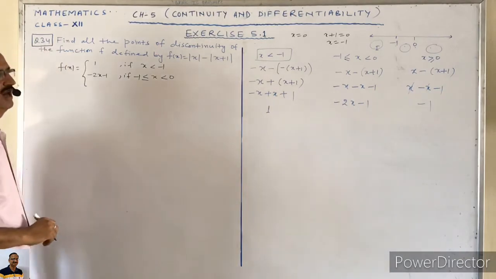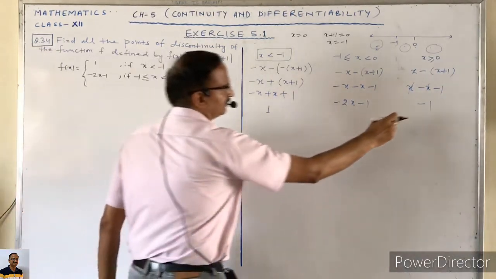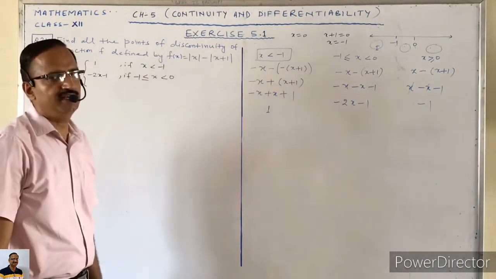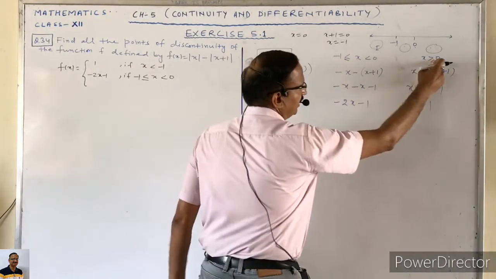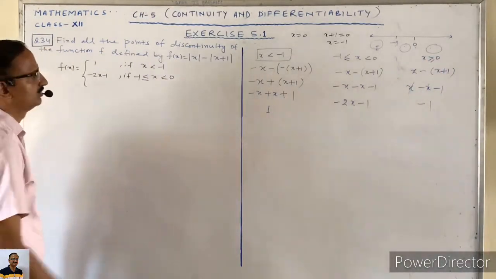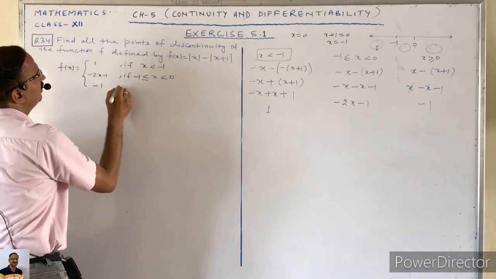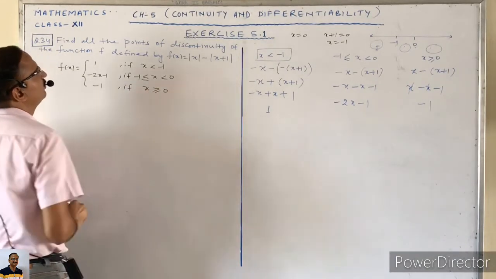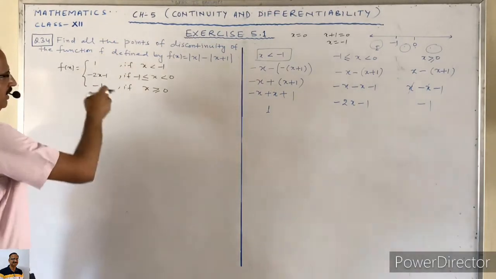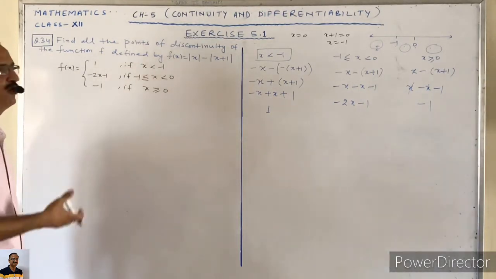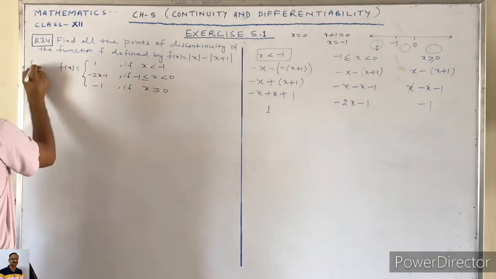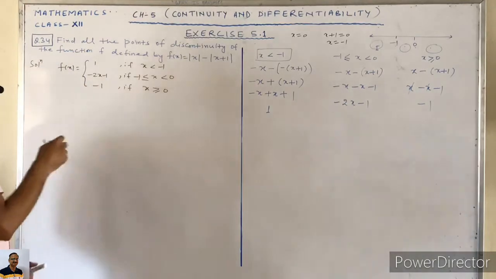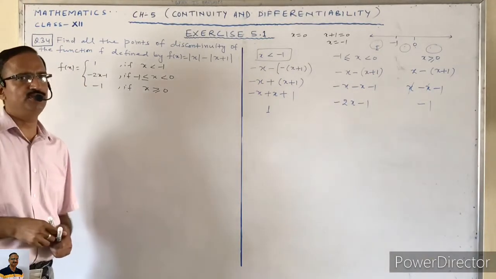Okay? And this is minus 1 when x is greater than or equal to 0. So minus 1 if x is greater than or equal to 0. So this is the new form of the given function. So now we will start the solution.